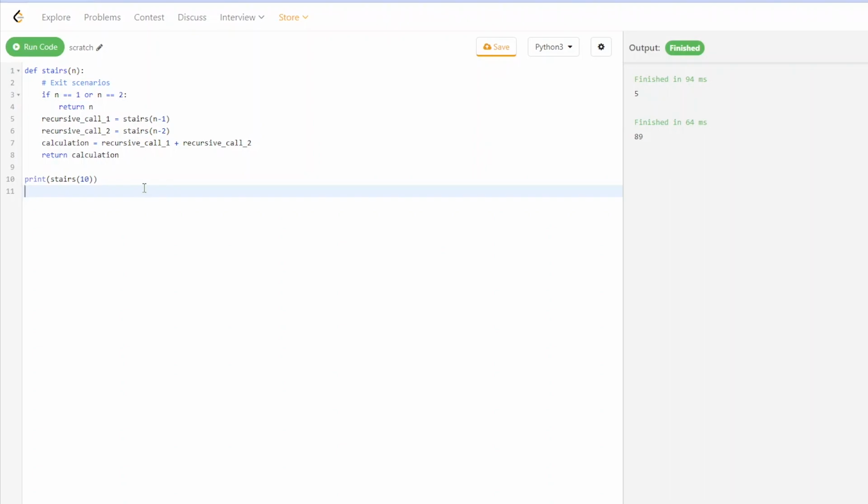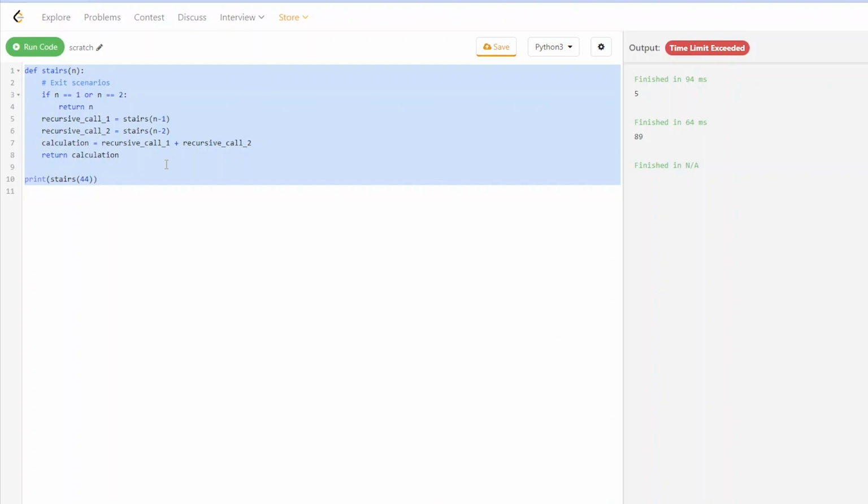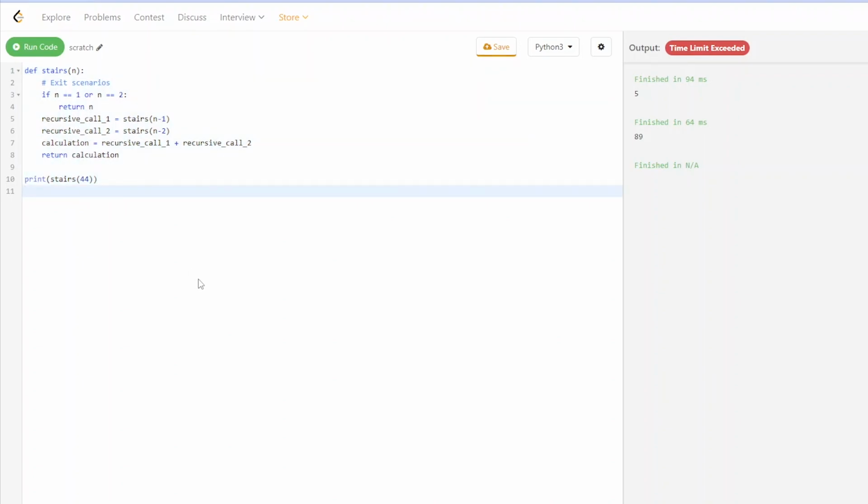So this recursive solution to a problem may not always be the best solution, because for example in this problem itself, if you try to calculate for a higher number, you will end up with a TLE, that is time limit exceeded. Let's wait for some time. It should throw that error. Yeah, it says time limit exceeded. However, this problem can be solved by using a hash table.